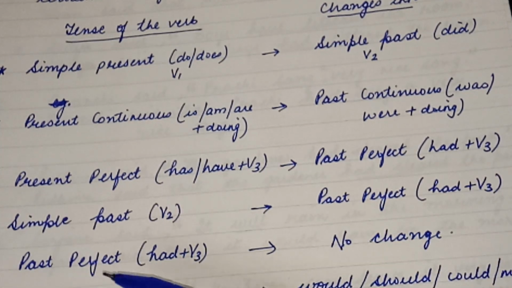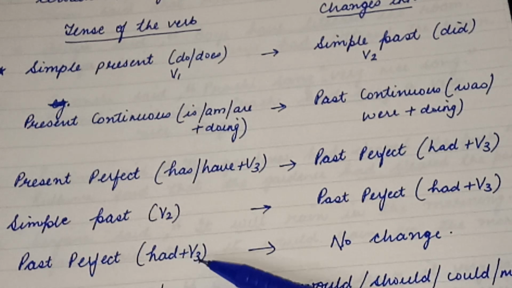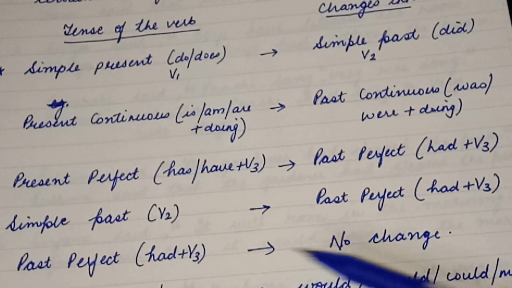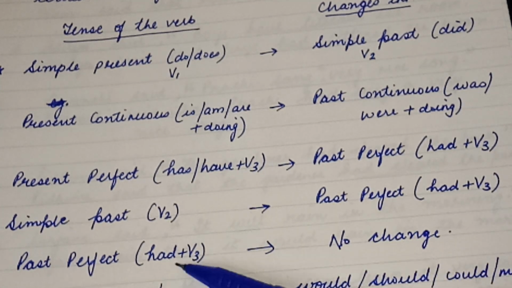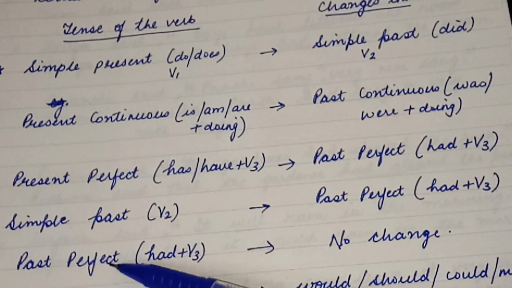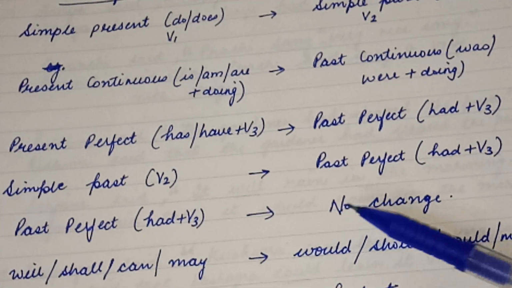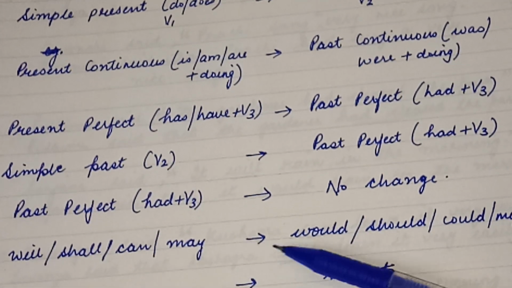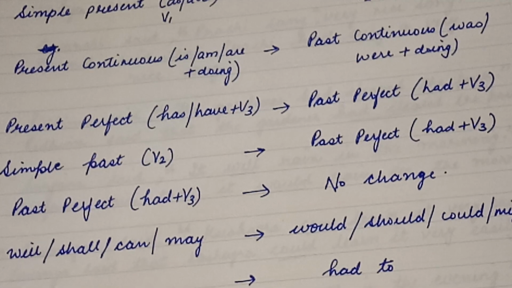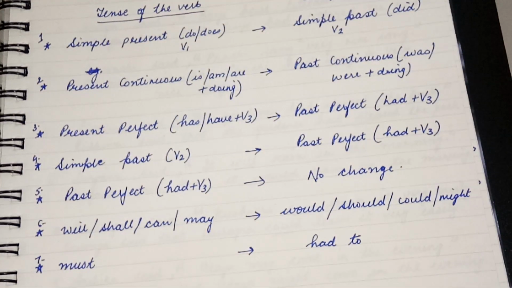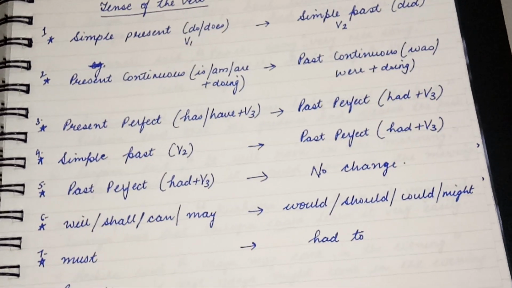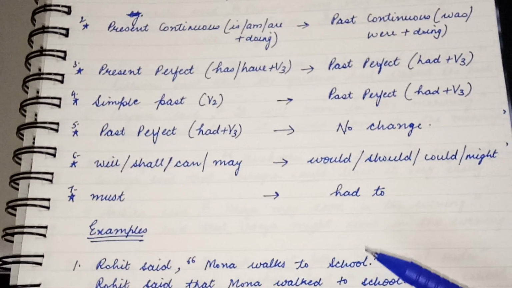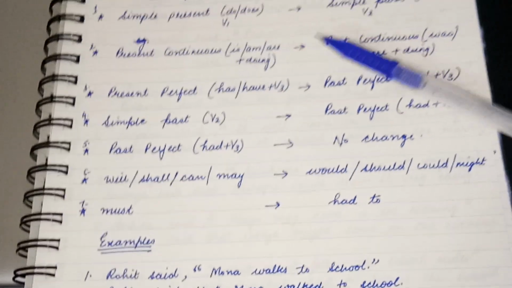Similarly, past perfect means had plus third form of the verb. Here see, no change. It will not undergo any change. Had plus third form of the verb, that is past perfect, will undergo no change. Then we have will, shall, can, may. These change into would, should, could, might. And must changes into had to. So children, we have certain examples here. Let us relate first one.